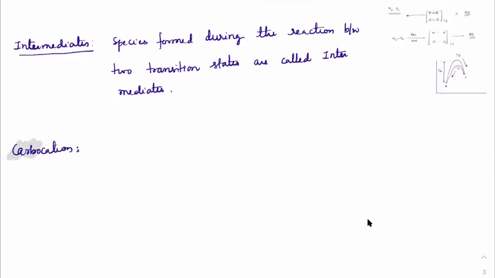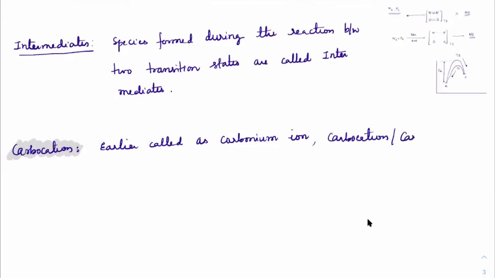This is the most important one: how the carbocation is formed, and what its stability is. To some extent we have already learned about stability, right? This was earlier called carbonium ion, but now it is commonly used as carbocation. Carbocations are also known as carbanium ion.